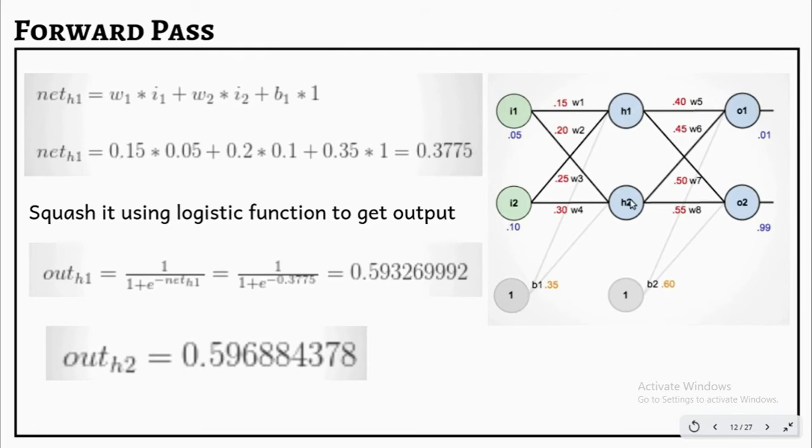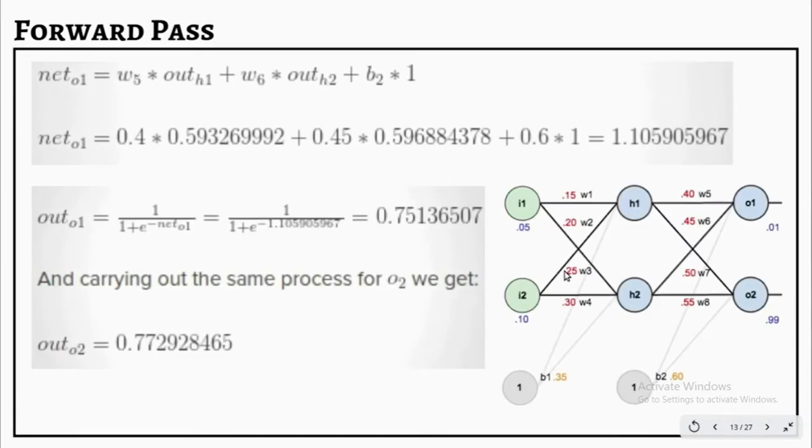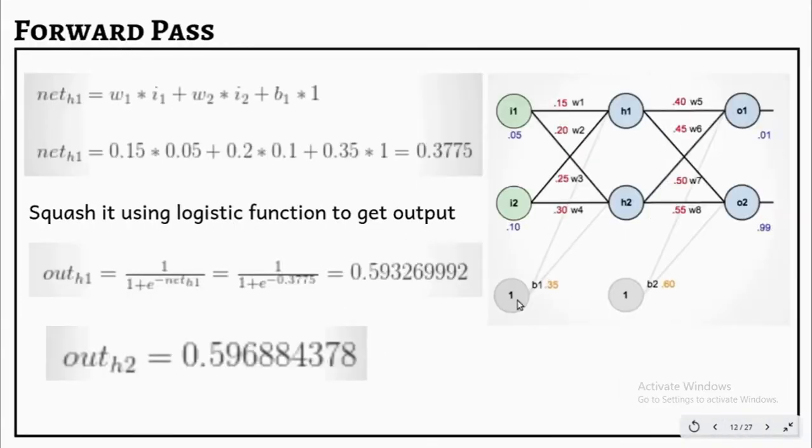Now substitute all the values and you will get the value of net H1. Similarly, you have to calculate the value of net H2. So net H2 will be I1 into W3 plus I2 into W4 plus 1 into B1. But this net H1 and net H2 is not enough. You have to squash this function, that is, you have to put the values between 0 and 1. For that, you have to use this formula: out H1 equals 1 upon 1 plus e to the power minus net H1. Whatever net H1 you have calculated, just substitute its value and you will get the final answer of out H1, and the same you have to do for out H2.